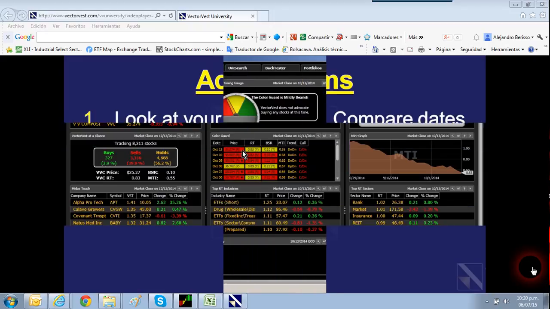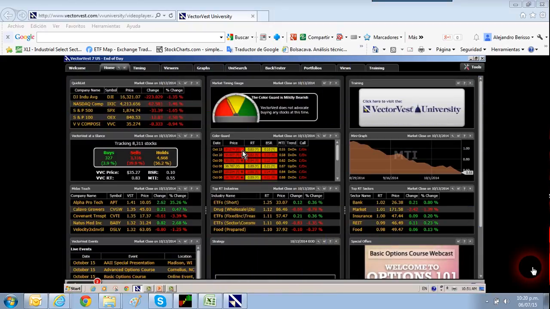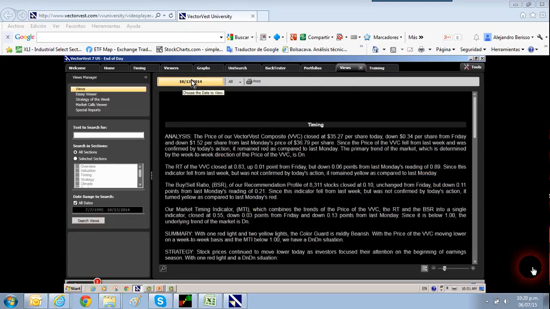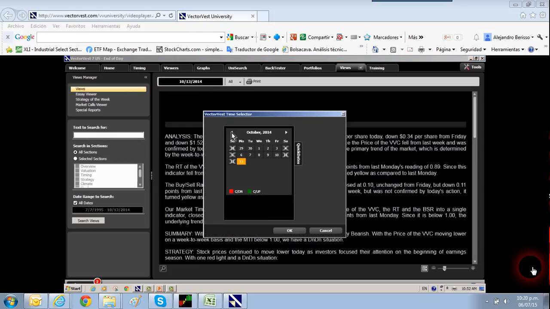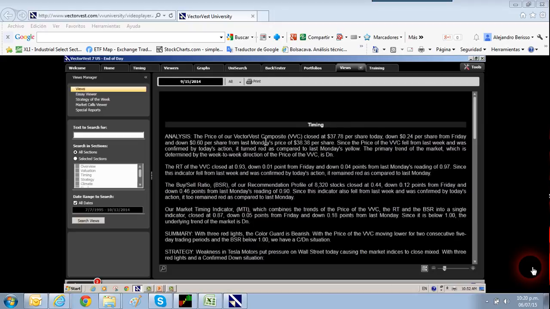So I'm going to go back into VectorVest. All right, if you've got a past trade and you want to see what we were advising on that day, simply go up to the tab right here that says Views, click on it, and there's a calendar right here at the top. So let's say you had a stock that you were buying back here on September 15th. So I'll go back to September 15th.